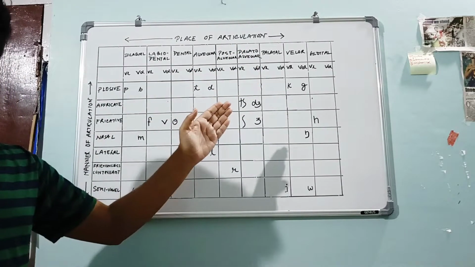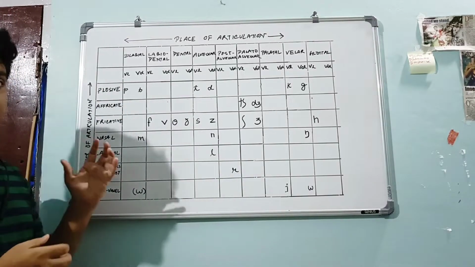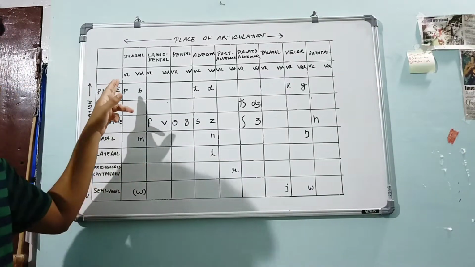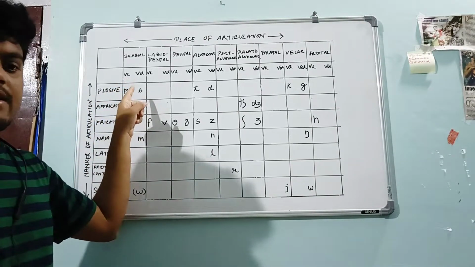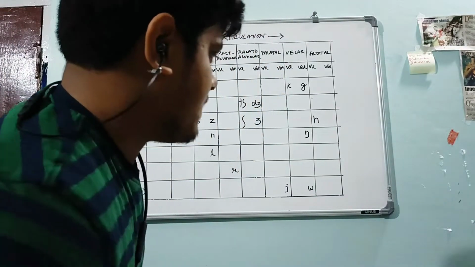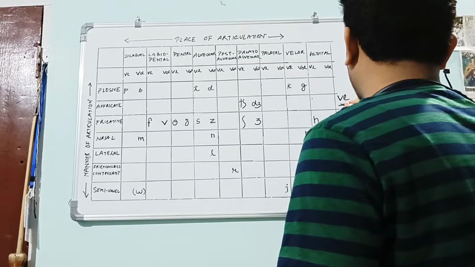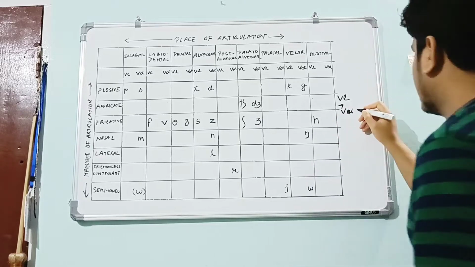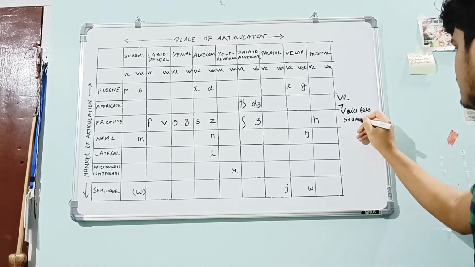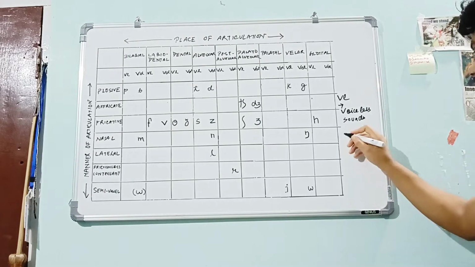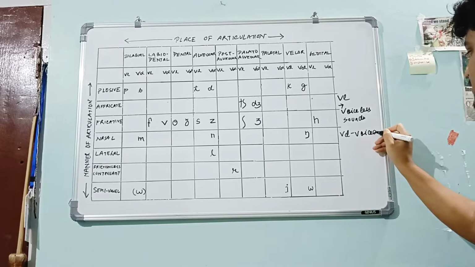These things are repeating here. So you might ask, what are these? These are nothing but VL, which represents the voiceless sounds, and VD, which represents the voiced sounds. VL is voiceless consonants, and VD is voiced consonants.